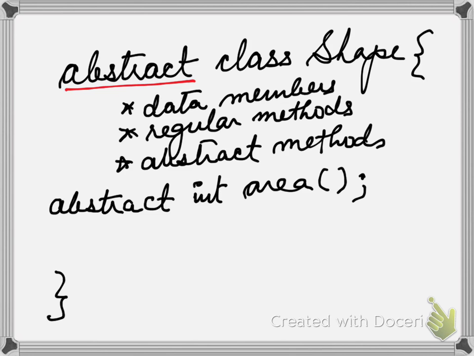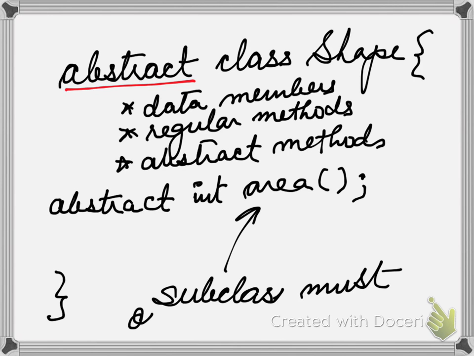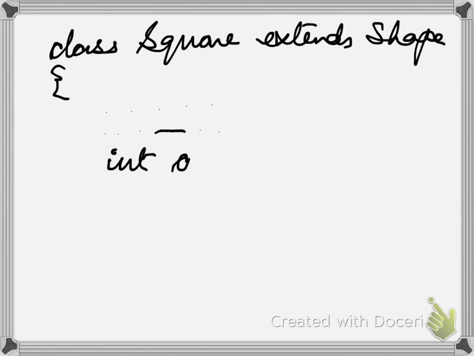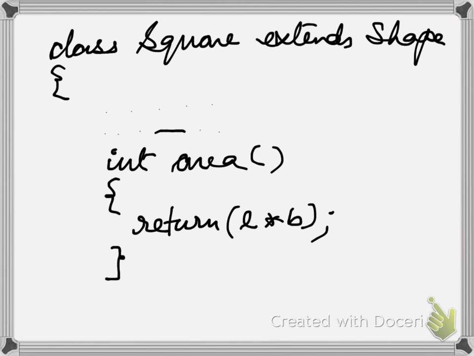So it becomes compulsory for the subclasses of shape to give an implementation or to override. So the subclass must override the method area. So if I have a class called square which extends from shape, okay, it may have its own data members, it may have its own regular methods, but it becomes compulsory for square to override the method. So int area, it must give a body to this method. So return, say, let's say L into B, length into breadth. So this is the area of the square.